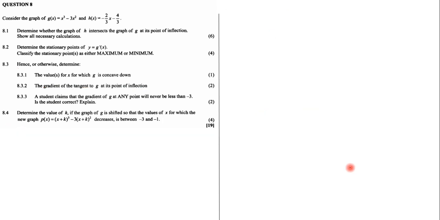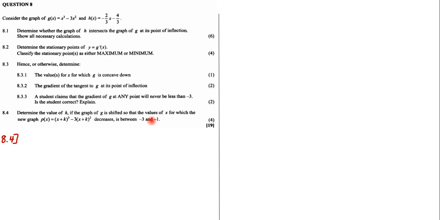All right. Now let's go ahead and look into our final question and understand what it says. The question says: determine the value of k if the graph of g is shifted so that the values of x for which the new graph p of x is decreasing is between minus 3 and minus 1.